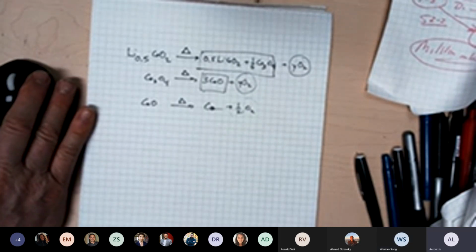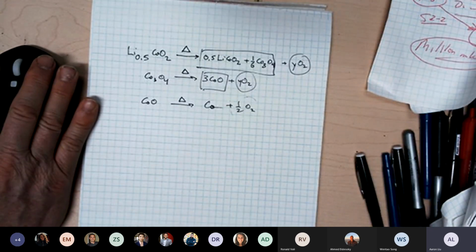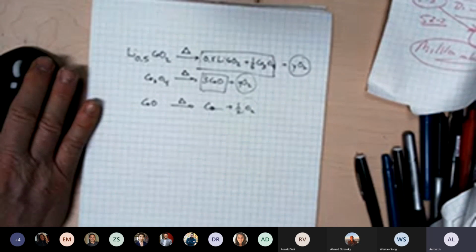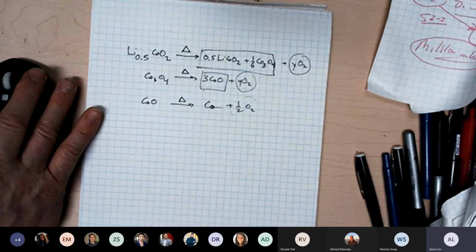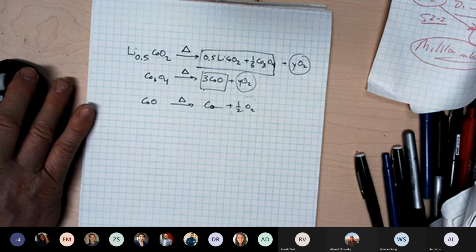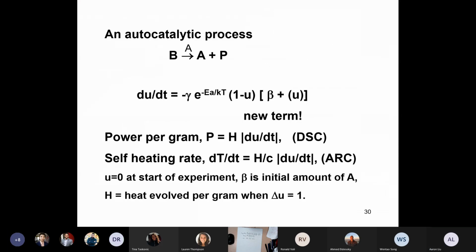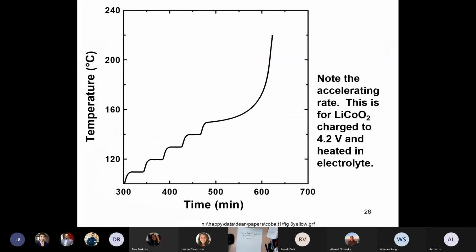Is it possible for the reaction between oxygen and electrolyte to heat the environment more, which kind of forces more decomposition? Would that feedback loop be considered autocatalytic? No, that's why the temperature goes up. This is the reaction between the material, the oxygen the material is evolving, and the electrolyte that's causing this accelerating rate.